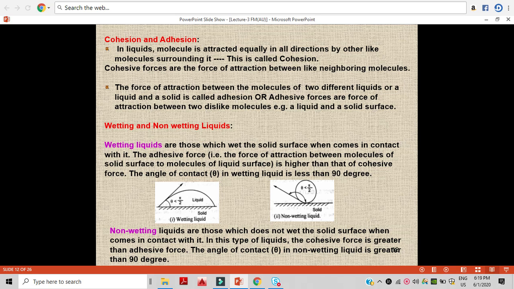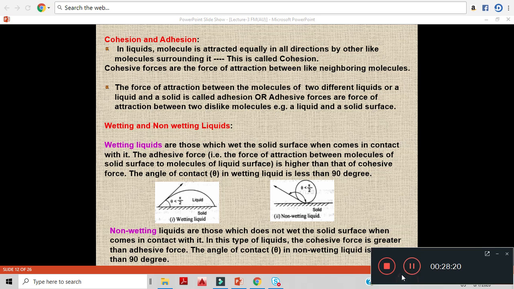That means the adhesive force is more than the cohesive force. Because of that, the water droplets stick to the glass surface.